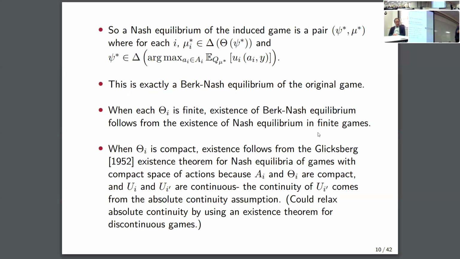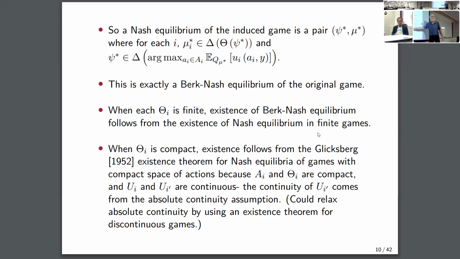When capital Theta_i, the set of possible models, is finite, existence comes from Nash's existence theorem for finite games. Now, they don't want to restrict to a finite set of priors. Even if Y is binary, like a coin, it's natural you might think any probability on the coin is possible, not only a finite number of coin probabilities. So you want to allow for a bigger set of models, Theta. When Theta is compact, existence follows from Glicksberg's theorem. This is existence of Nash equilibrium in games with continuous actions, given compactness and some continuity conditions. So we have compact sets and we have continuous utility functions.